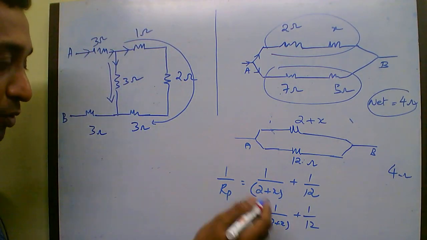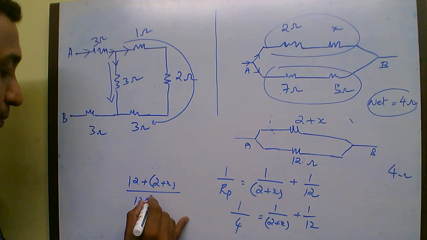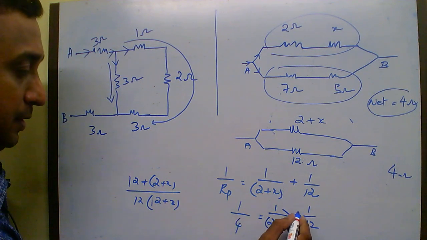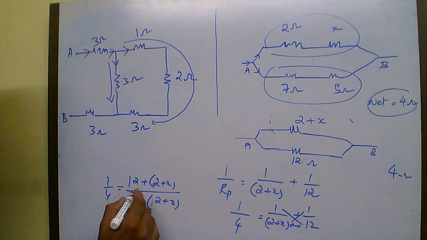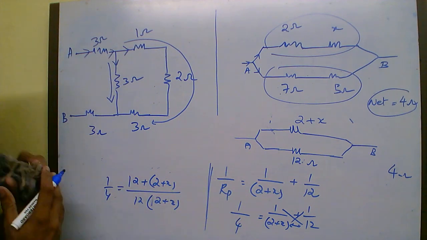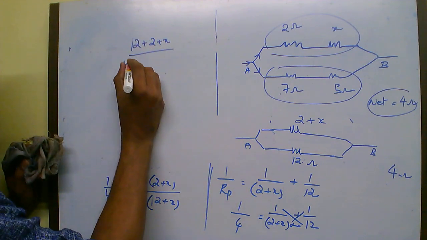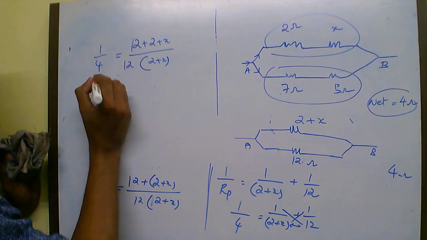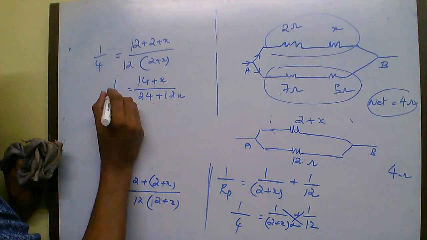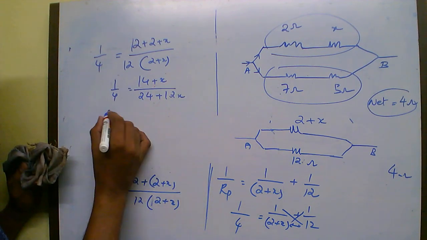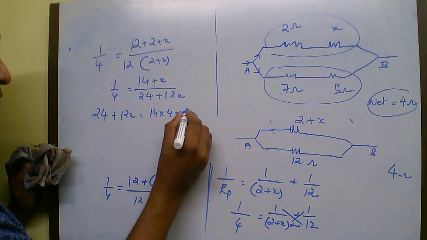Now how do you solve it? You cross multiply: 12 plus 2 plus x, divided by 12 into 2 plus x, which will give us 1/4. So this will be (14 plus x) divided by (24 plus 12x) equals 1/4. Now you cross multiply again, that will be 24 plus 12x equals 14 into 4 plus 4x.